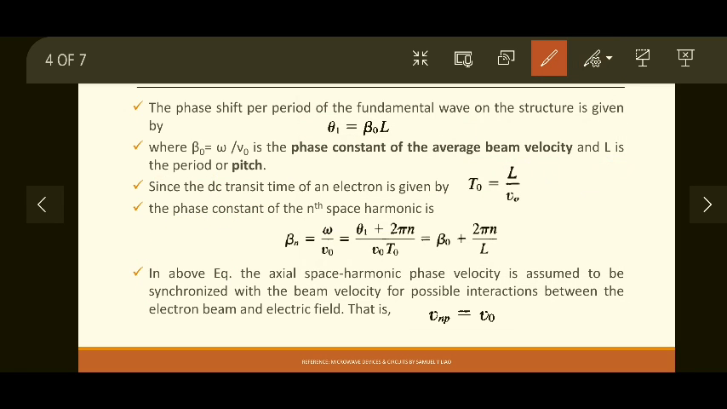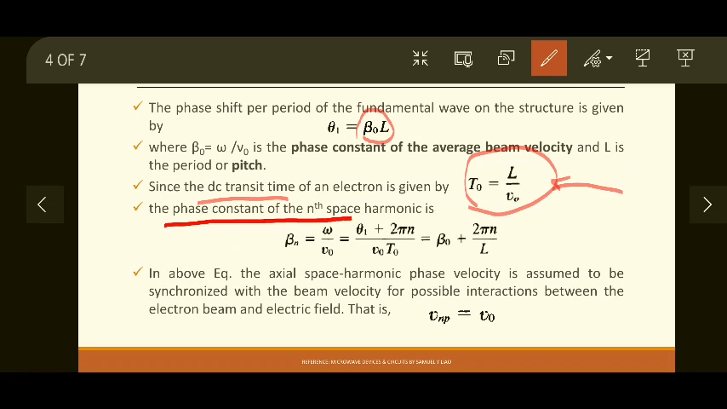Since the DC transit time of an electron is given by this equation, t0 is equal to pitch upon phase velocity or beam velocity, whichever is the case. DC transit time refers to the DC electric field applied to the anode or helical structure of the TWT, which also affects the electron movement inside the beam. So that DC transit time is given by this equation. This is the phase constant of a fundamental wave.